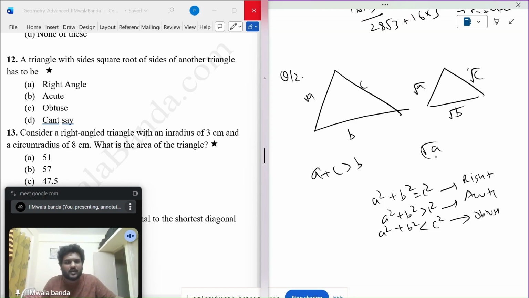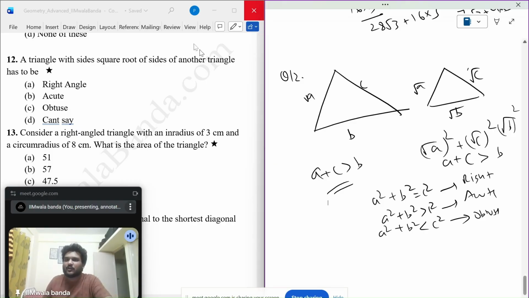Let's say a square plus c square, or a plus c, is greater than the third side's whole square, which is greater than b or less than b. It is greater than b. From this I know, and because the square of the sides is greater than the third side, it is acute. So I think 12th is B.